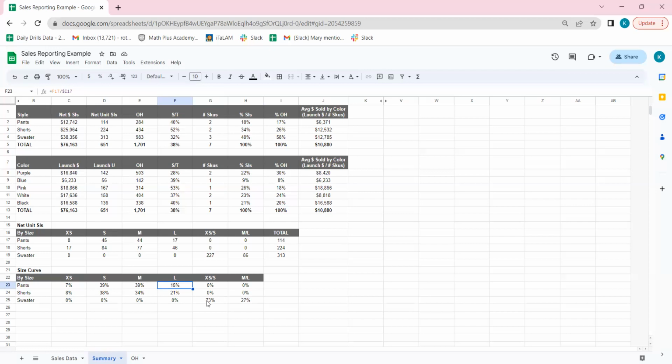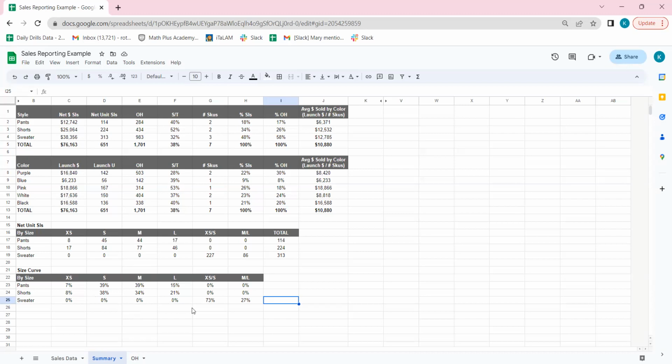And then you can look here and see your sweater sold 73% extra small, 27% large. Another thing that you could do is calculate this same information based off of your on hand and see how did you buy by size compared to how it performed. So all great things to look at as you analyze your business.